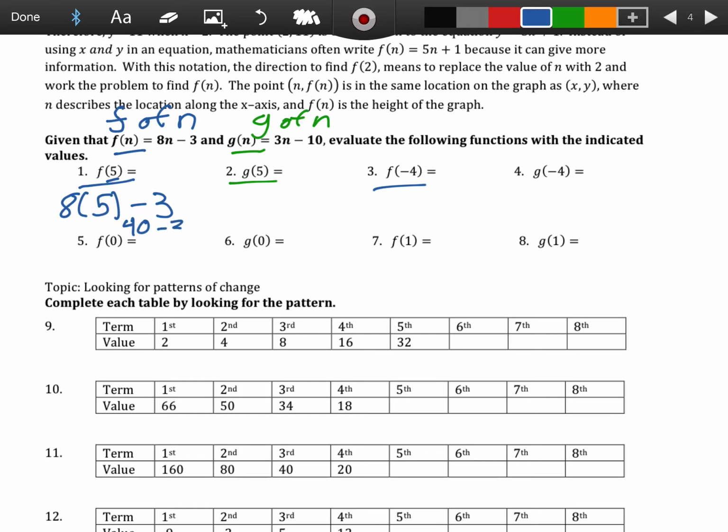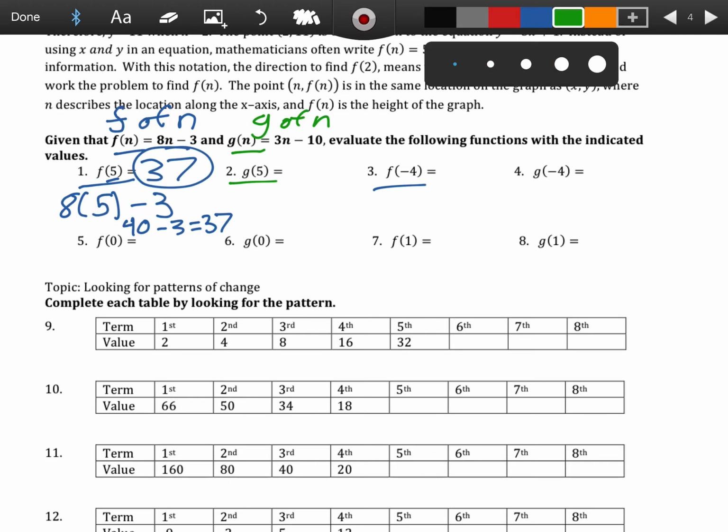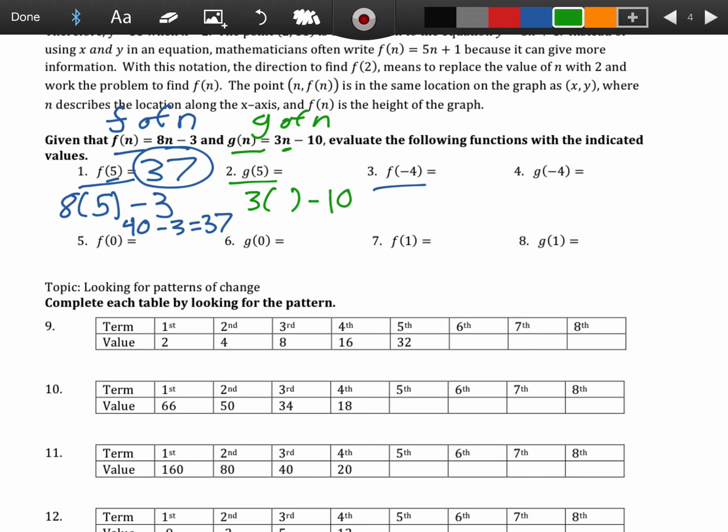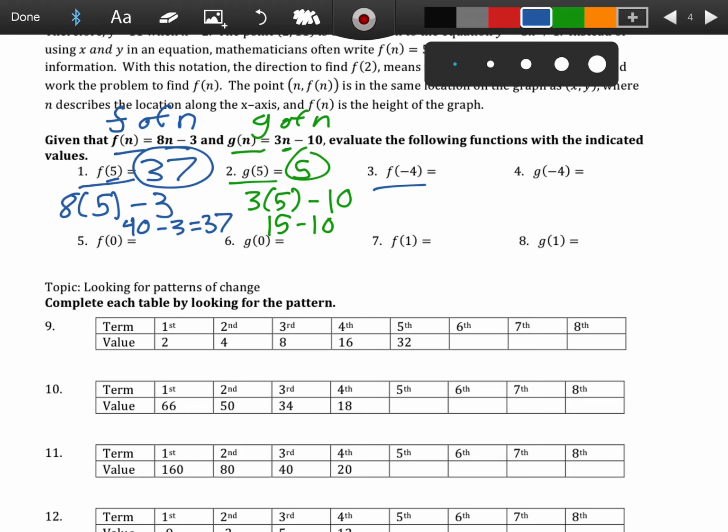40 and then deduct 3. Simple. 37. Easy. And for g of 5, what do you think we're going to put in place of n up for here? Easy. 5. 3 times 5 is 15. 15 minus 10 is 5. Simple. I'll give you a moment.